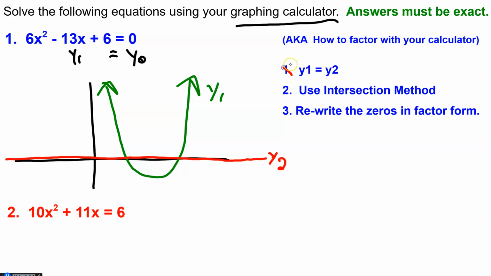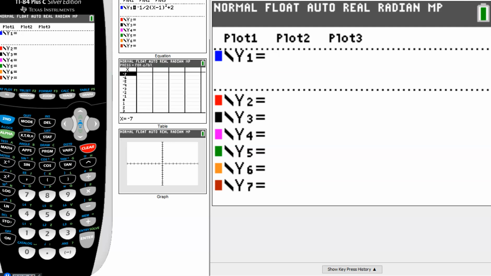So I have this. We did the first step here. Use the intersection method. So you're going to calculate the intersection. And we're going to have two of them on here, and I'm going to show you how to do that. And then we're going to solve. So let's go to our graphing calculator right now and actually do that. So you're going to have 6x squared minus 13x plus 6. And I'm just going to do a zoom 6.